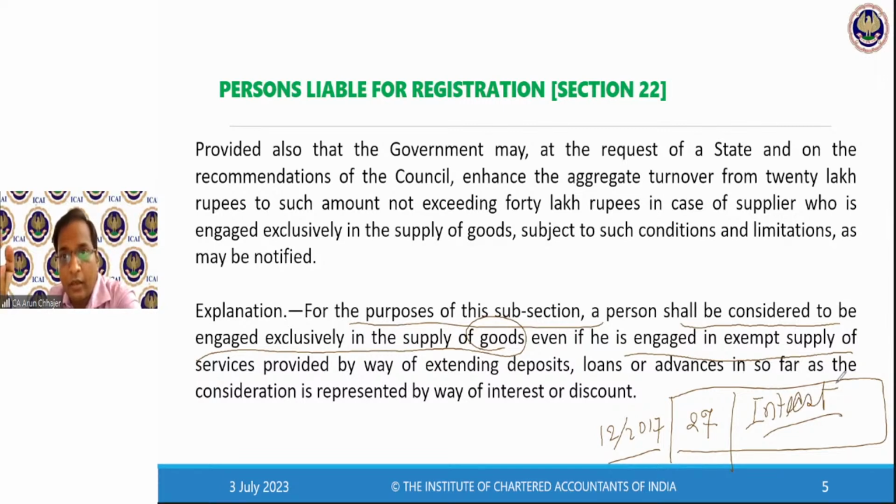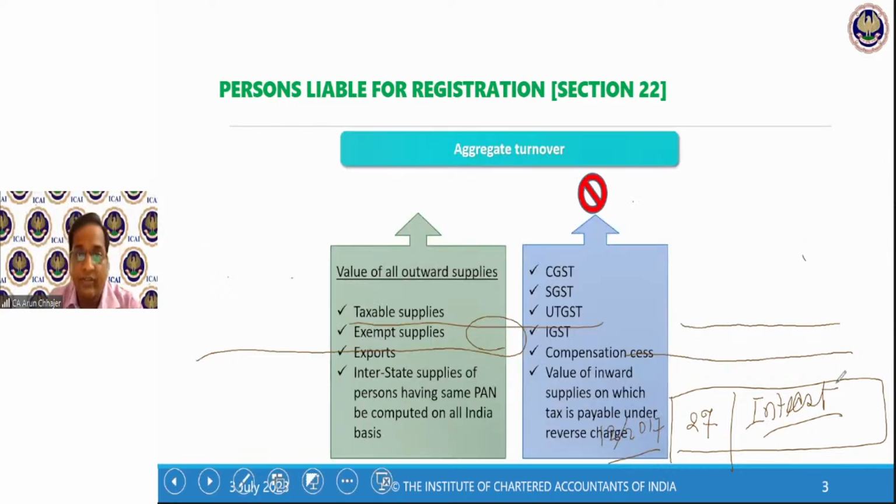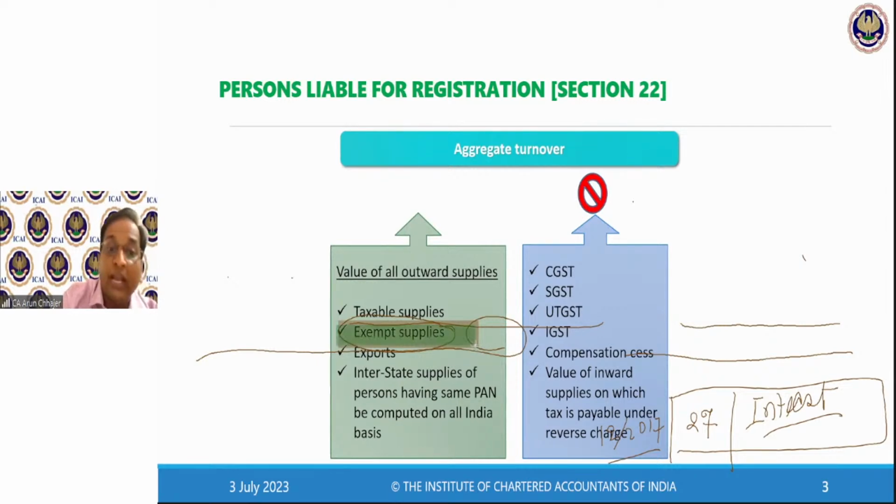Interest is exempted, but we know that we are adding the exempt income in the calculation of aggregate turnover. Are we adding or not in the exempted supply? If I have some exempt income, are we adding it in the calculation of aggregate turnover? The answer is yes, we are adding. We have discussed this now, sir. Let me highlight once again: even though it is an exempt supply, for the calculation of aggregate turnover, we have to add the exempt supply in the aggregate turnover.